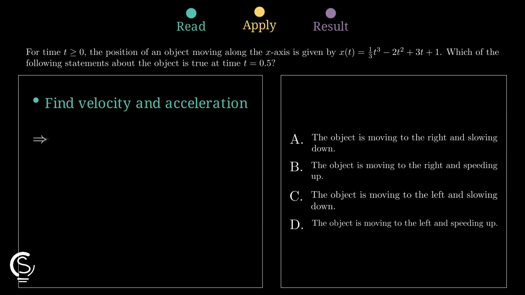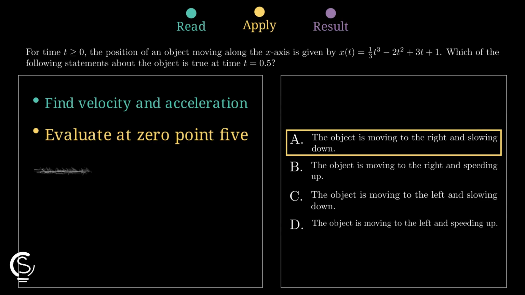A positive velocity means the object moves right, while a negative acceleration opposite the motion means its speed is decreasing, so it is slowing down.